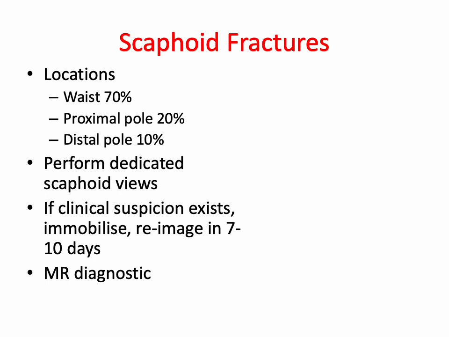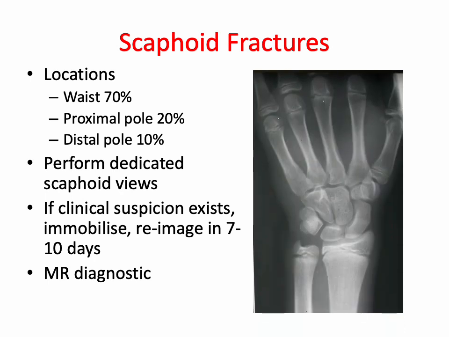The majority of the scaphoid fractures occur at the waist of the scaphoid, and dedicated scaphoid views are performed which elongate the scaphoid. If there's clinical suspicion of a scaphoid fracture, because some can be radiographically occult, immobilization and reimaging in 7 to 10 days is often done in those where we're still a little bit suspicious. An MRI can be diagnostic.